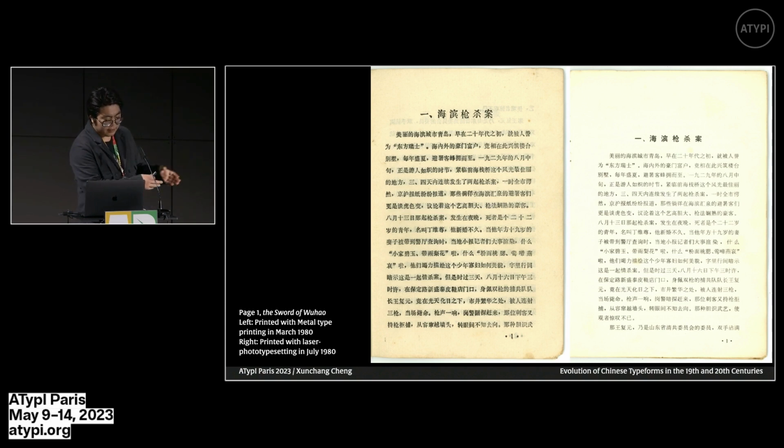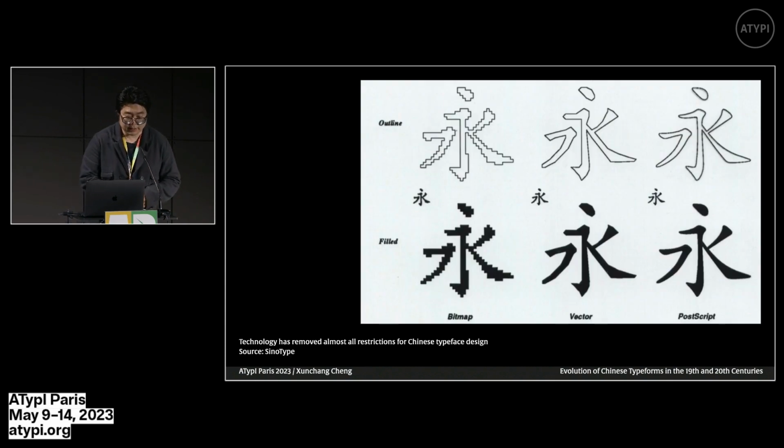And what can we see? The text on the right is more evenly gray, and the strokes are clearer than the left one. In the computer age, new technologies have moved beyond visual imitation in Chinese type design, and Chinese type design has gradually taken on more freedom.